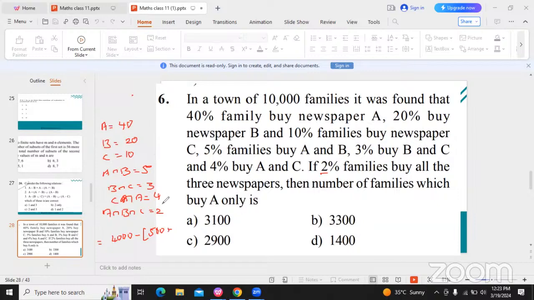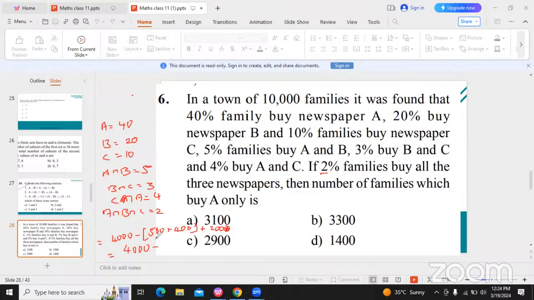A intersection B, 500. Then plus 400. Which one is that? A intersection C. Plus, N of A intersection B intersection C, that is 2%, in the sense 200. Sorry, not 2,000 here, it is 200. Please make it correct. 500 plus 400 is 900. 900 plus 200.